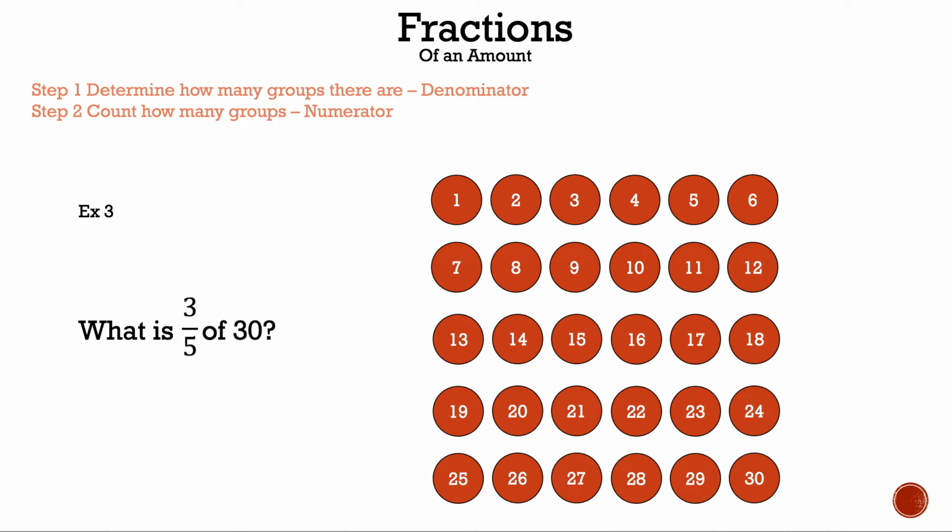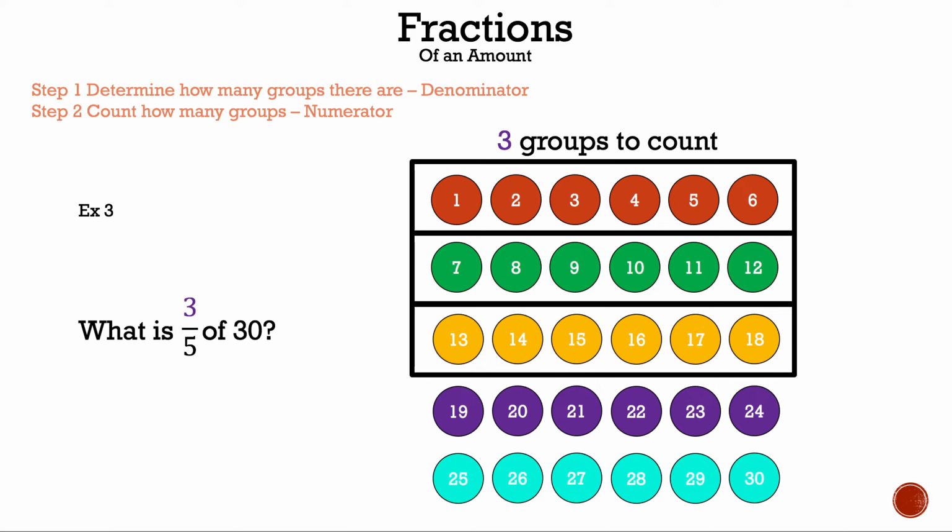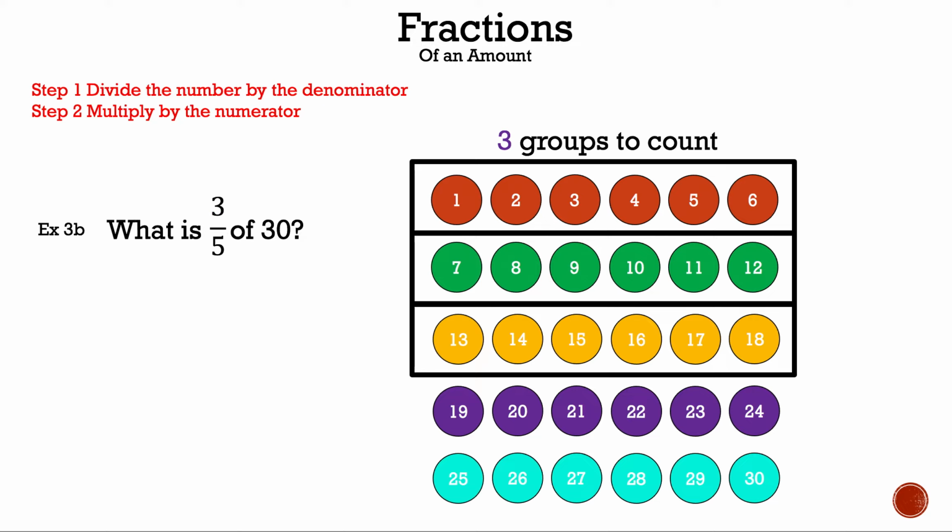What is 3/5 of 30? In this case, we're going to once again take a look at step 1 by looking at the denominator. So we need 5 groups. So we've separated this into 5 different groups. And now let's count how many groups we need by looking at the numerator. In this case, we have 3 groups to count, which gives us 18. So what is 3/5 of 30? It is 18.